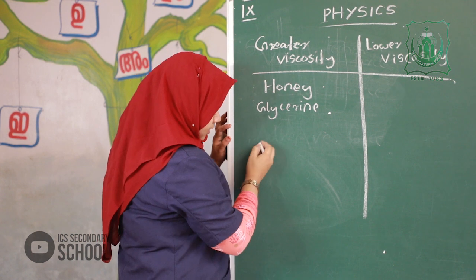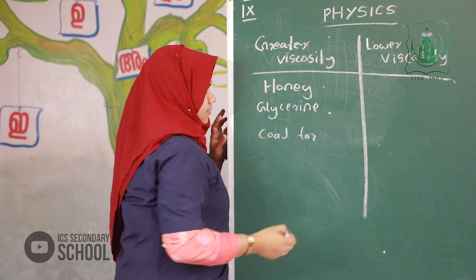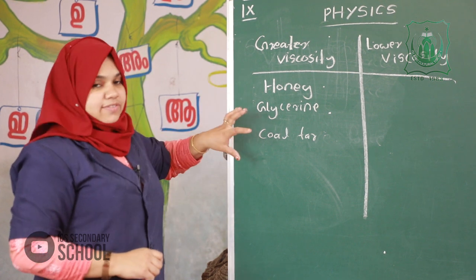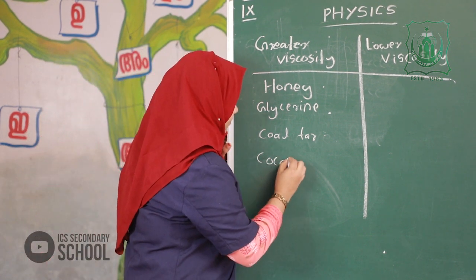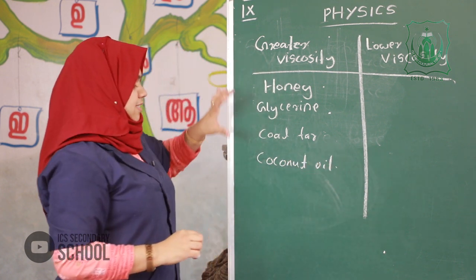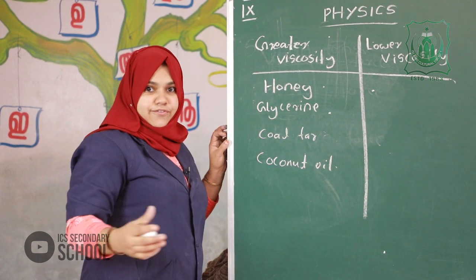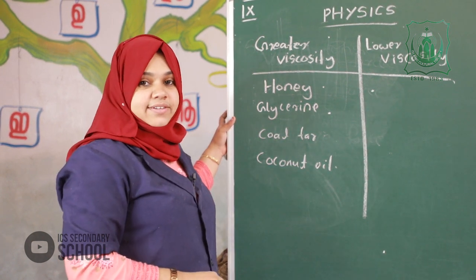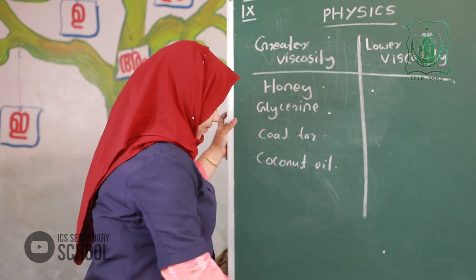Then coal tar. Yes, coal tar also is a greater viscosity substance. Coconut oil also has greater viscosity. The lower viscosity, yes, from our activity we can understand that kerosene has very low viscosity.